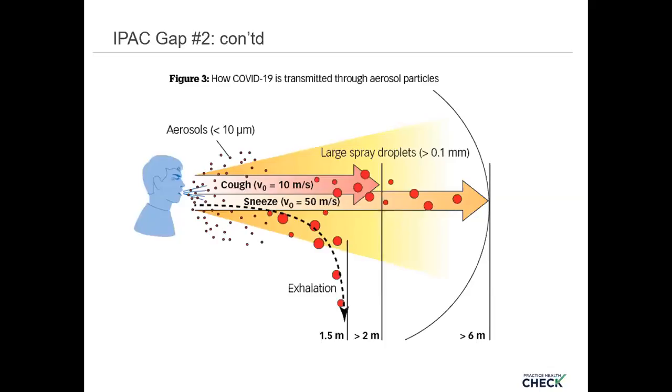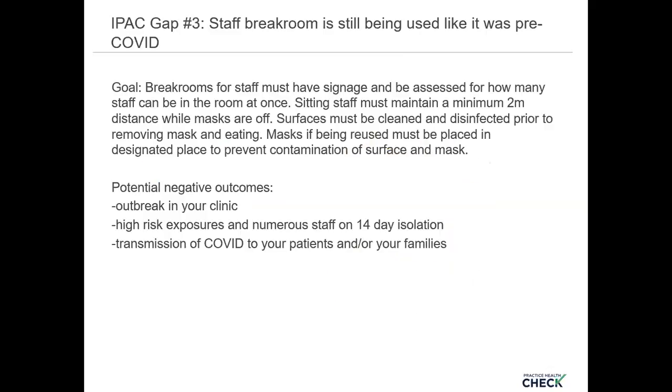So how COVID-19 is transmitted through aerosol particles. Through coughing and sneezing, you can project large droplet particles that can travel 2 meters in distance, but aerosols can travel much farther and remain suspended in the air. That's one of the reasons why we use the HEPA units and why we make sure that all of the HVAC systems are looked at, and we're aware of our air exchanges, so that we can minimize this risk as much as possible.